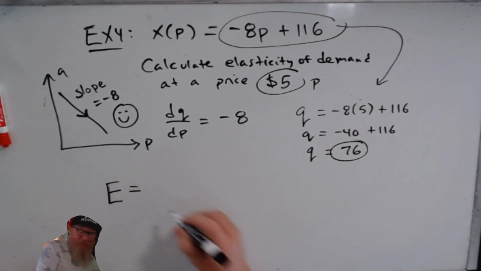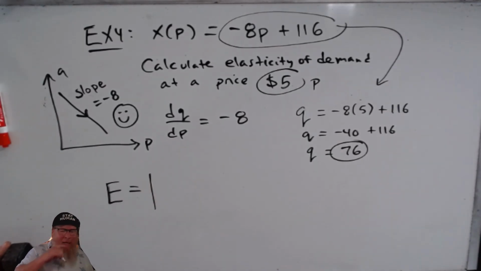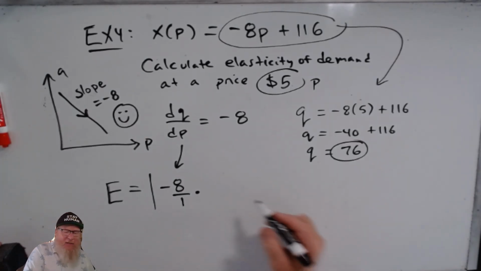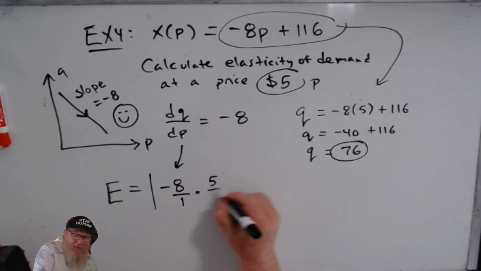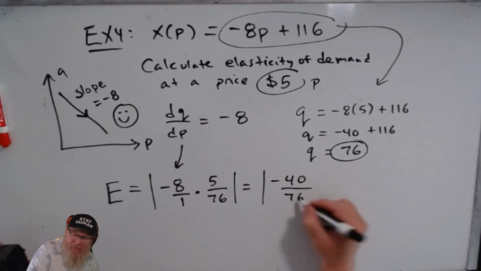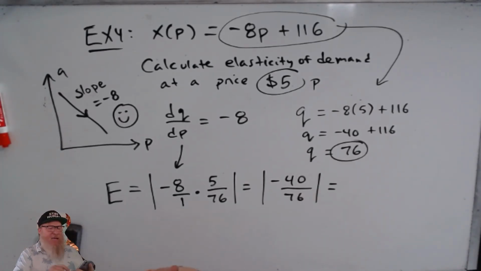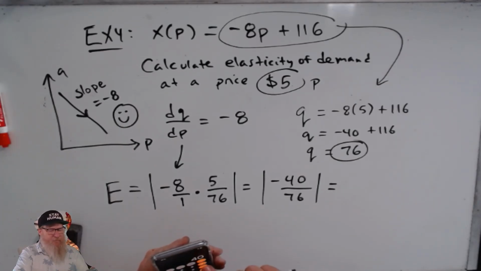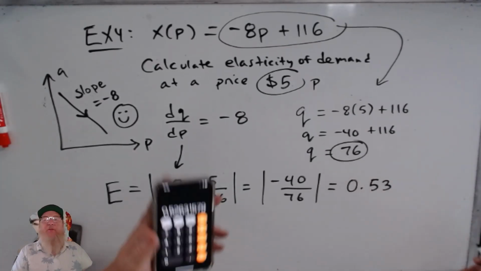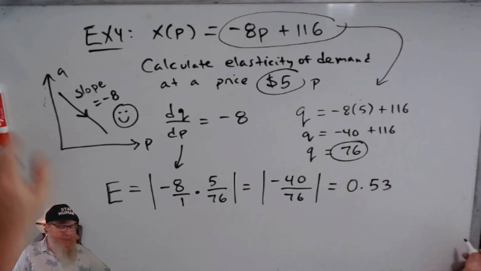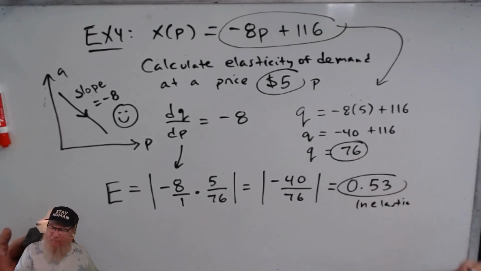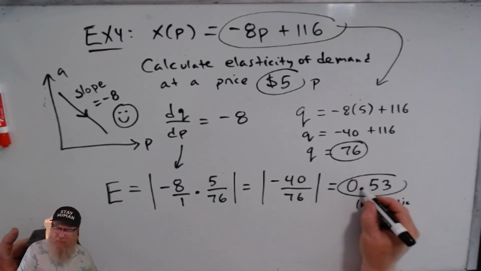So the elasticity, when in doubt, calculate. I got my dQ/dP, so that's -8, technically -8 over 1, and then I've got my P, which is $5, and I've got my Q, which is 76. So my elasticity is -40 over 76, absolute value of that. Ignore the negative, you're going to get 0.53, if I calculated that correctly. All right, so this is inelastic. It's less than 1.